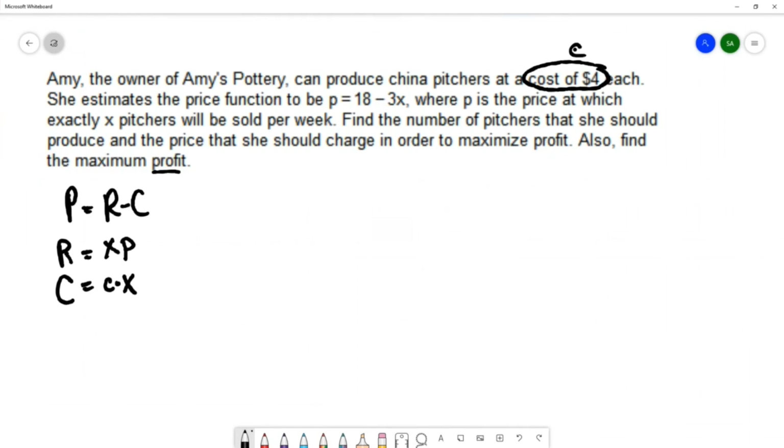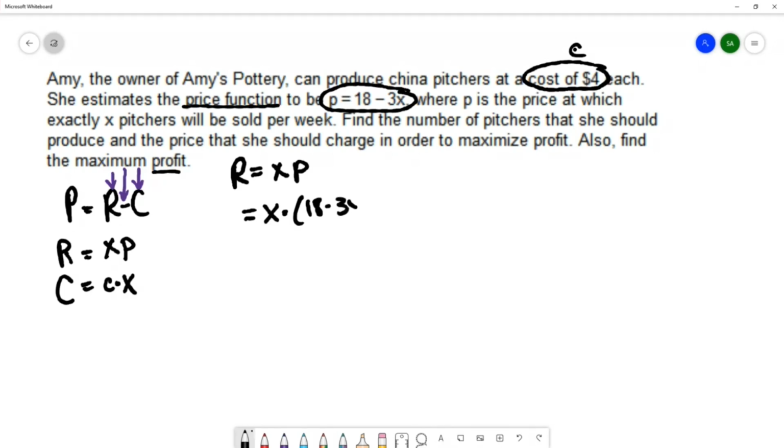So in order to get to that profit function, I first need to find the revenue function, then I need to find the cost function, and then I'll subtract those in order to get the profit function. So let's start with the revenue function. For revenue, we're going to use x times p, and we're given the price function, p equals 18 minus 3x. So I can replace that p with 18 minus 3x.